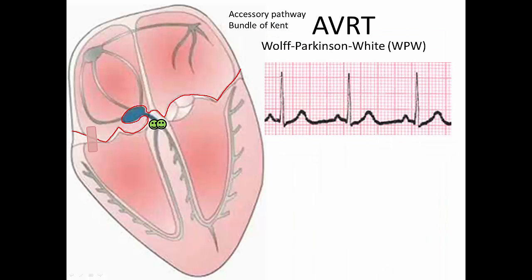Okay, that was AVNRT. Now we're going to switch over to AVRT, which is AV reentrant tachycardia. So this is not within the AV node. The AV node in this case just represents one pathway from the atria to the ventricles. Some people call this Wolff-Parkinson-White. Some people say just WPW.